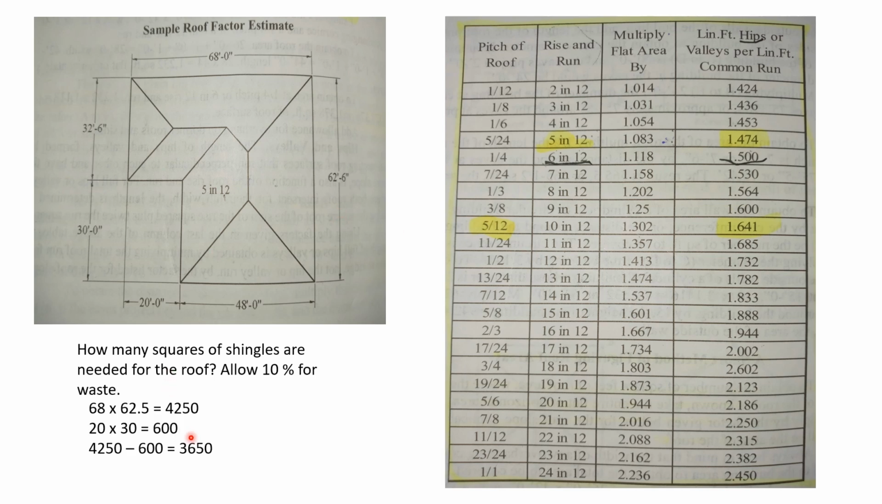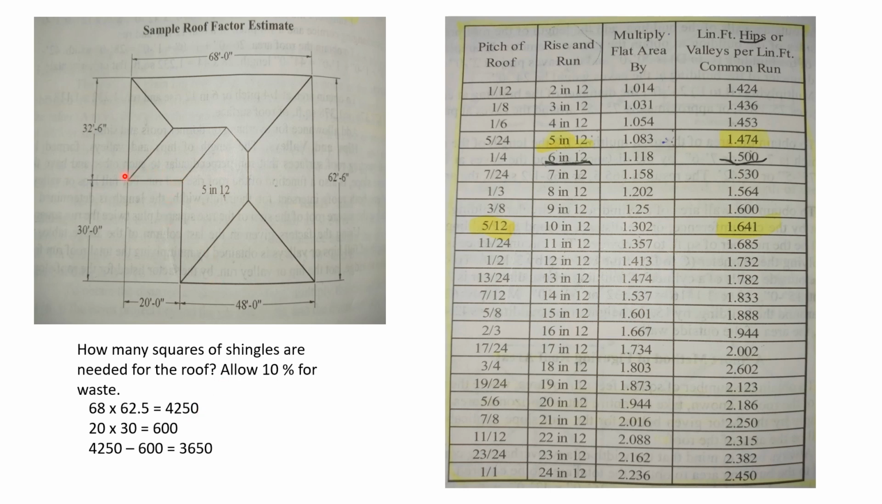So this is the way they do it in the book: they take the 68 feet and multiply it times the 62.5 feet. Now remember, we've got to use 62.5 because everything really needs to be in the same units, which is feet, 62.5 feet. So we multiply that, and we get 4250.